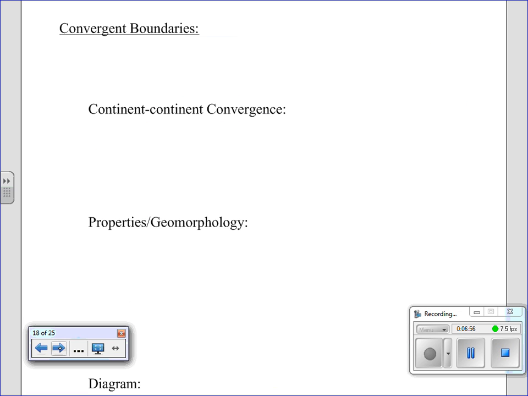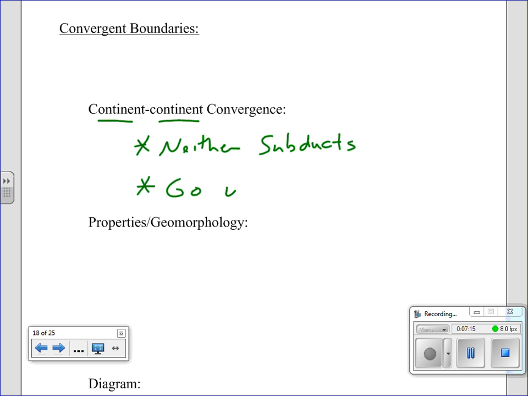The third and final type of boundary is going to be the continent-continent convergence. This is where two continental plates collide. Neither one subducts. And if they're not going down, the only way they go is up.